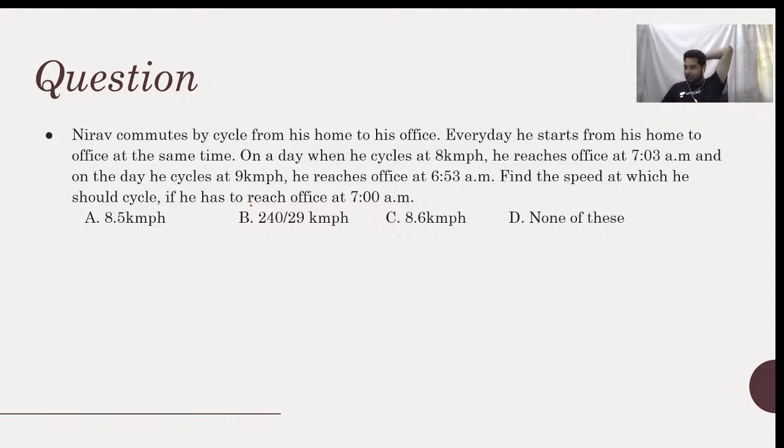Let us look at the next question. Here, he says, Nirav commutes by cycle from his home to his office. Every day he starts from his home to office at the same time. On a day when he cycles at 8 kilometers per hour, he reaches office at 7:03 a.m. And on the day he cycles at 9 kilometers per hour, he reaches the office at 6:53 a.m. Find the speed at which he should cycle if he has to reach office at 7 a.m.